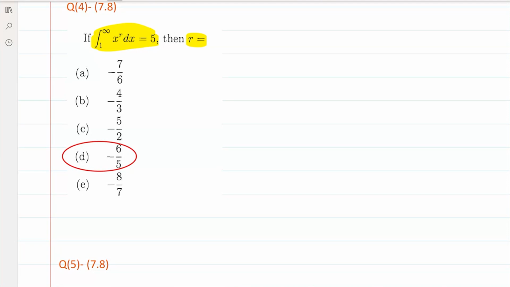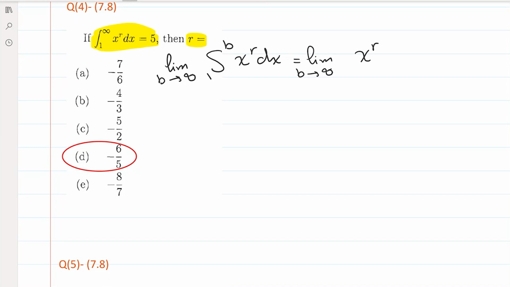First, we take the limit as it goes to infinity. We need to deal with it as an improper integral. So you will choose it to be the limit as b goes to infinity of the integral from 1 to b of x to the power r dx. How to integrate this one? The integral will be x to the power r plus 1 over r plus 1.